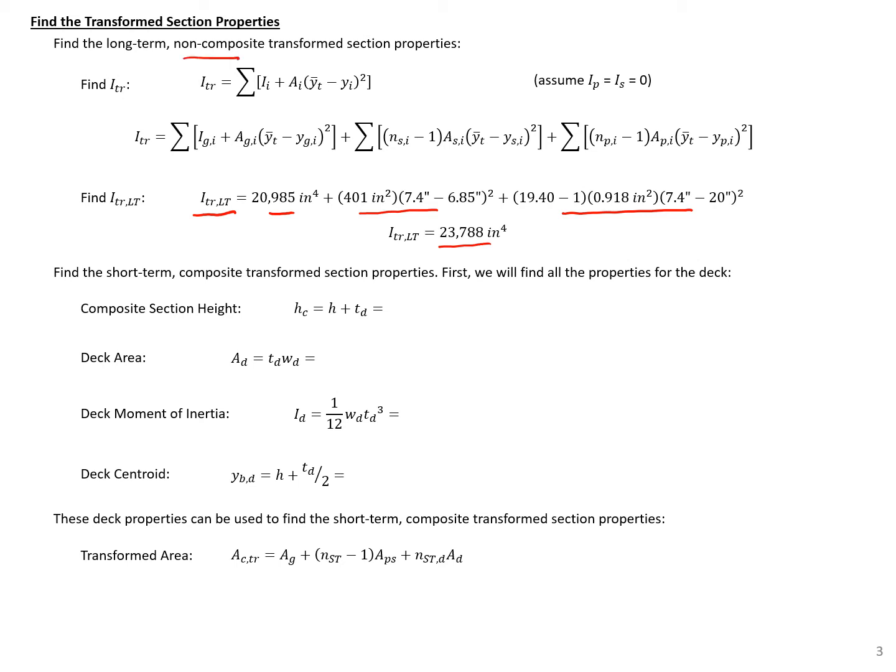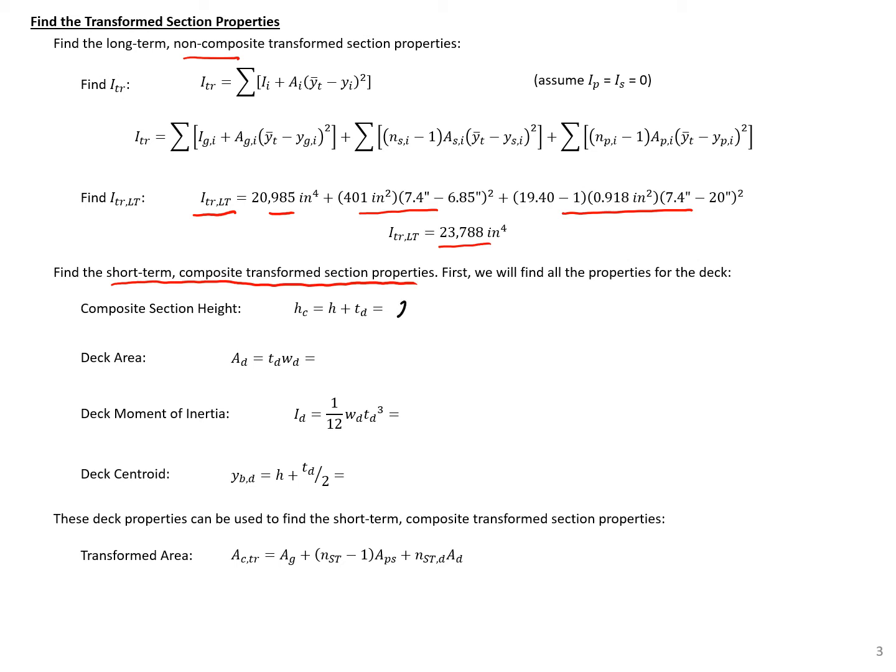So now we have all of our long-term non-composite section properties, and now we need to calculate our short-term composite transform section properties. And these short-term composite transform section properties we'll use when we're finding the stresses caused by live loads. So first we need to find the composite section height.